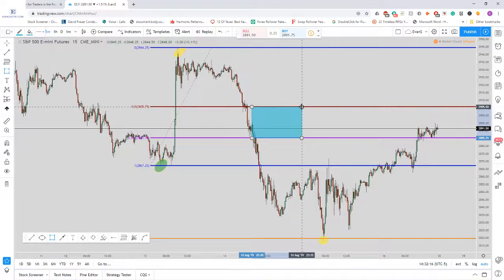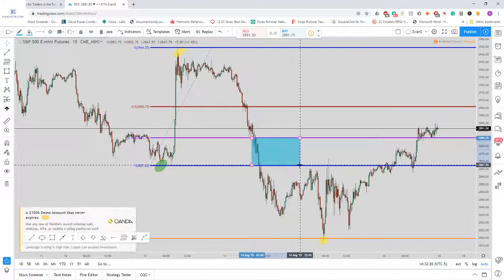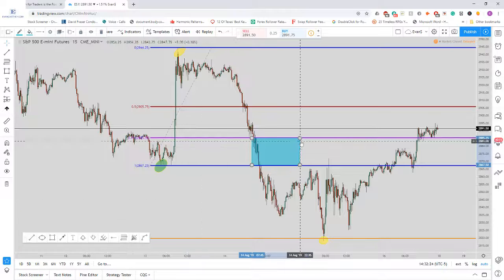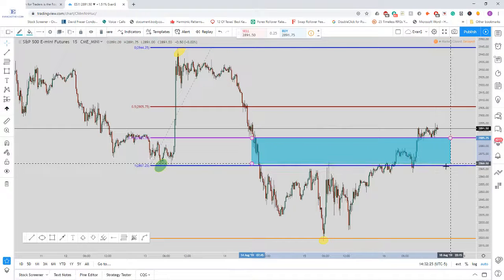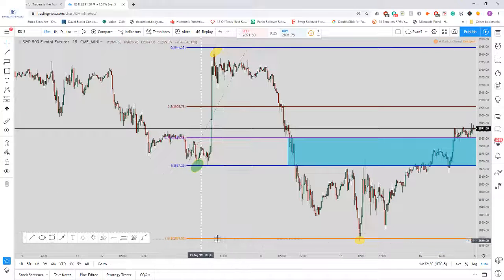There's the exit, 50% level. Obviously it didn't come up and hit that. Price went down, hit the 100% level. Never came up and hit the 76.4% level. And then price went all the way back down. As you can see, hit perfectly off the 1.618 level.